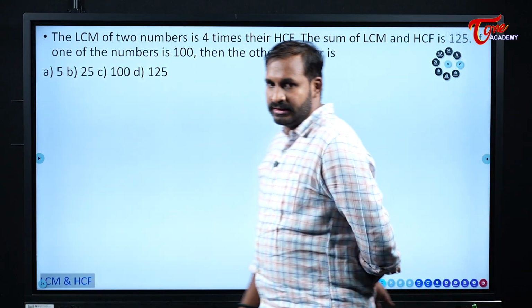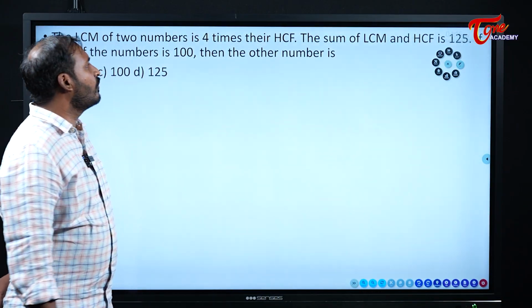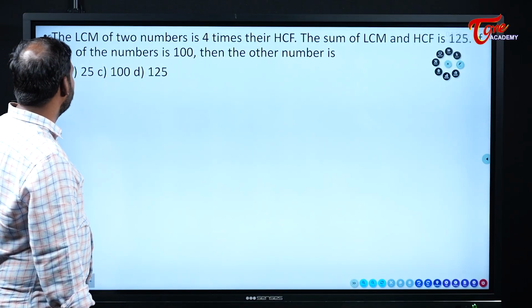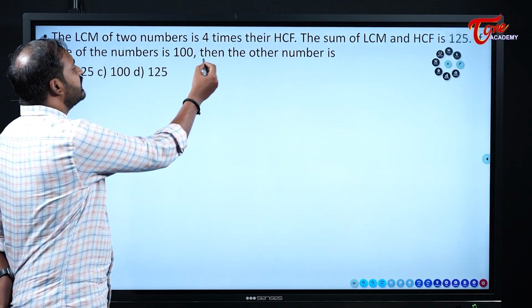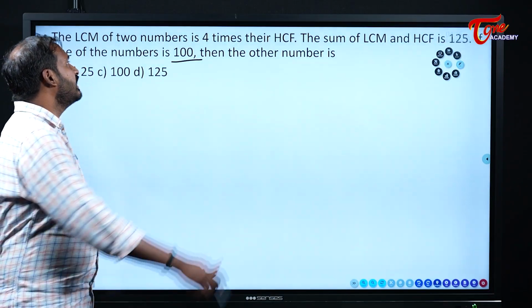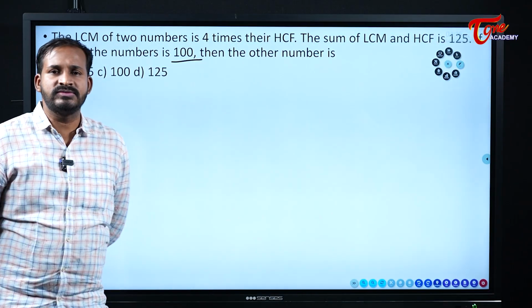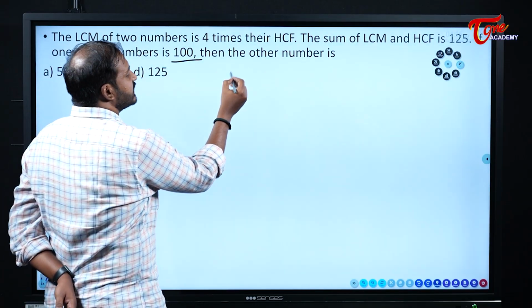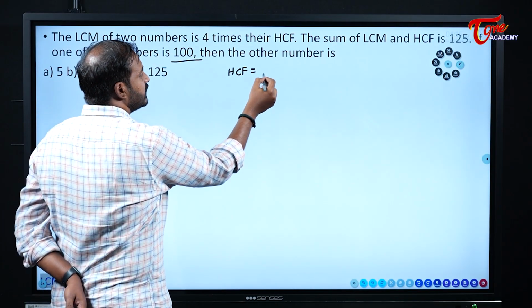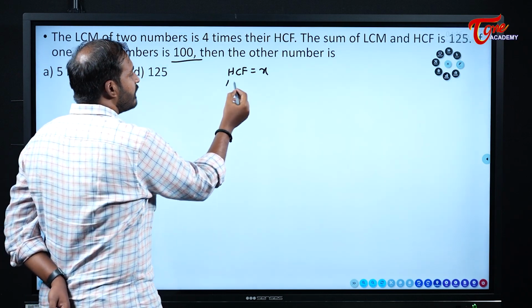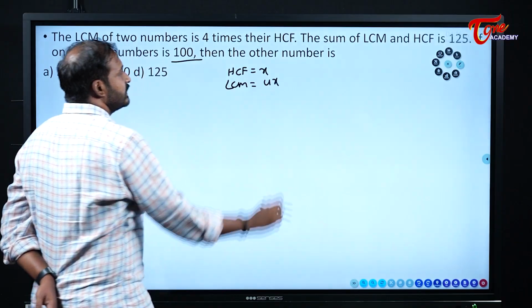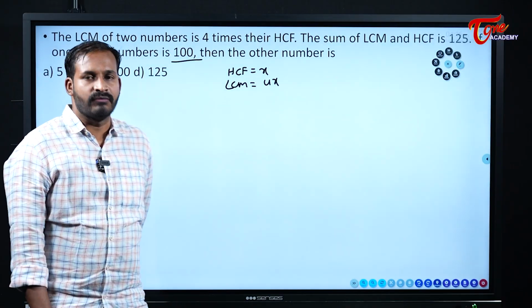Next one. The LCM of two numbers is 4 times their HCF. The sum of LCM and HCF is 125. If one of the numbers is 100, then the other number is. They are telling that LCM of the two numbers is 4 times the HCF. So if HCF is x, we have done a similar problem earlier also, what happens to our LCM? It becomes 4x. And they are telling that the sum of these two is 125.